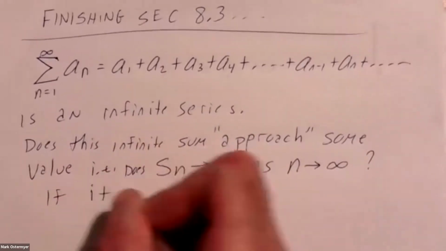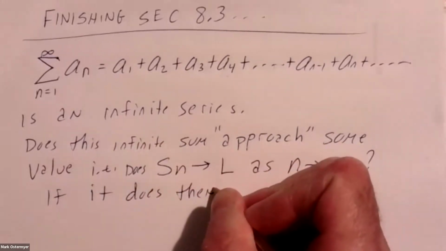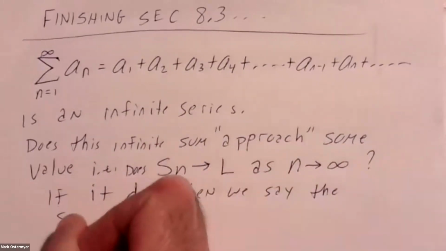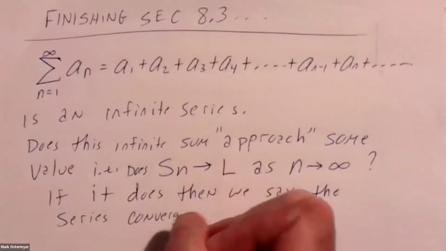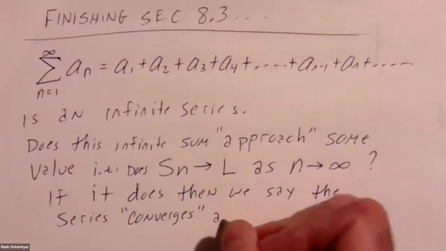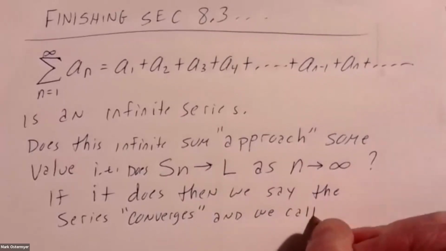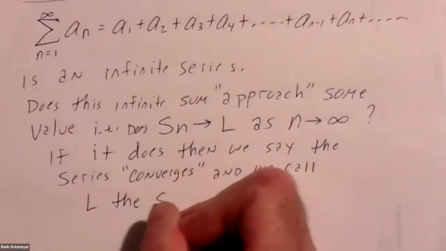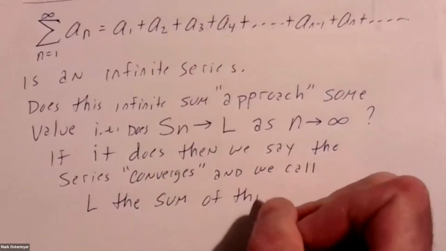If it does, then we say the series converges. Then we say that this infinite series converges. And we call L the sum of this infinite series.